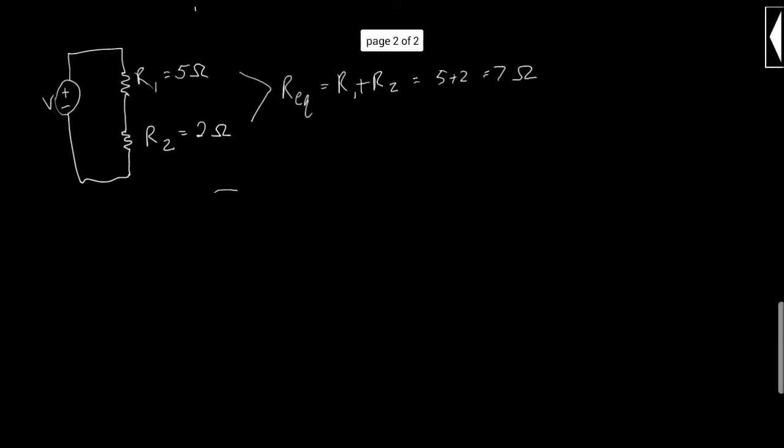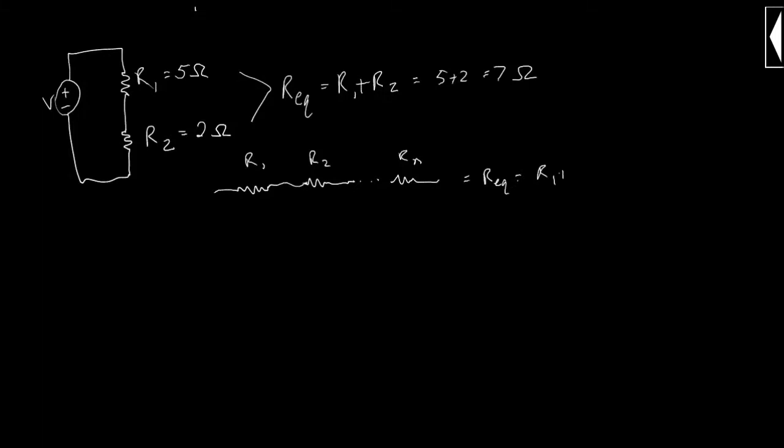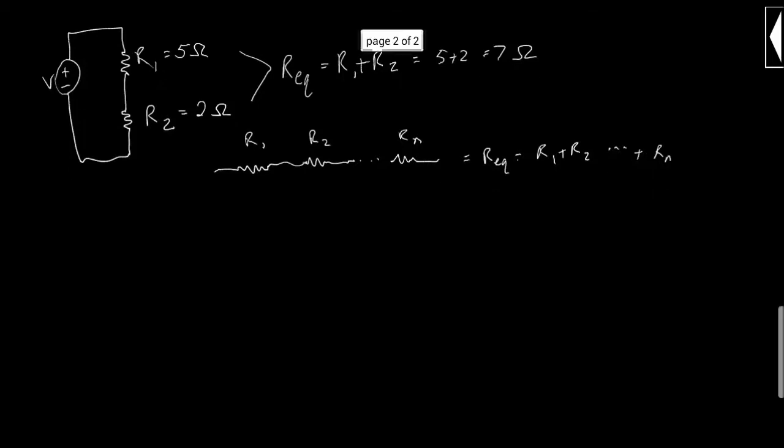So if you had R1, R2 to Rn, R equivalent would just be equal to R1 plus R2 dot dot dot plus Rn. So in series it's fairly straightforward with resistor elements.